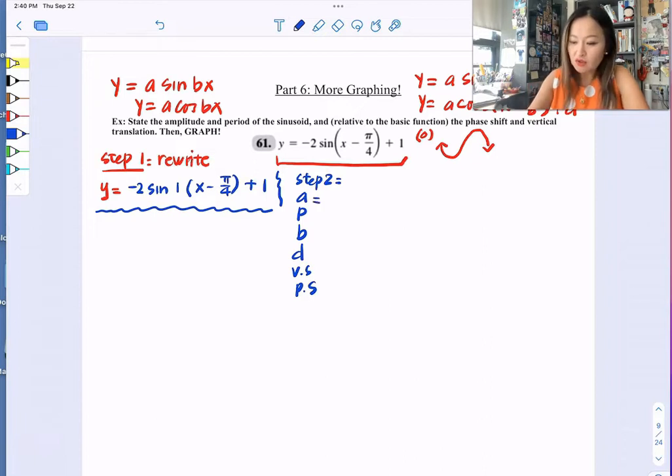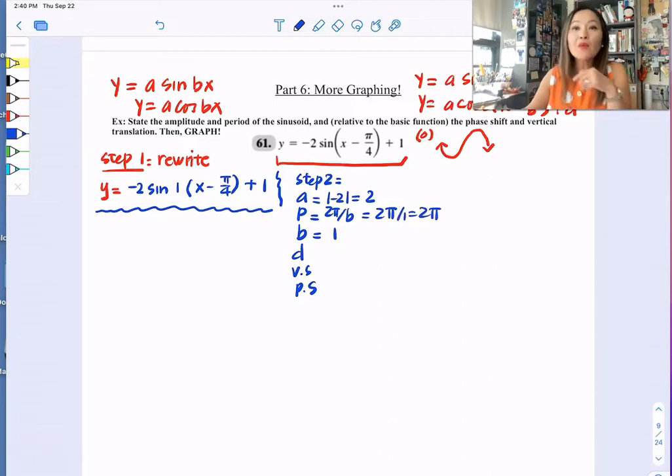What's your amplitude? Your amplitude is the absolute value of -2, which is 2. What's your period? Well, I need to know my B. My B is 1. My period is 2 pi over b, which in this case is just 2 pi over 1, which is 2 pi. Again, I'm writing a lot of extra work, but you don't need to write all this work. Just don't make any errors. If you do, I'm going to be like, well, then you should write everything.